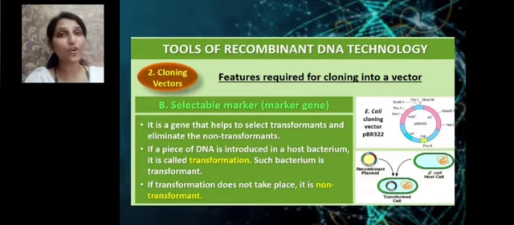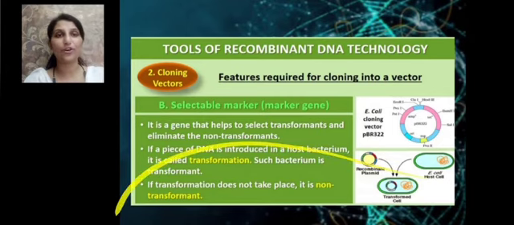So only the transformants have to be multiplied and the non-transformants need not be multiplied. So what is the need for a selectable marker? It helps to distinguish the transformants from the non-transformants. If a piece of DNA is introduced into a host bacteria, this process is called transformation and that bacteria is called a transformant. If the transformation does not take place, the bacteria is called a non-transformant.